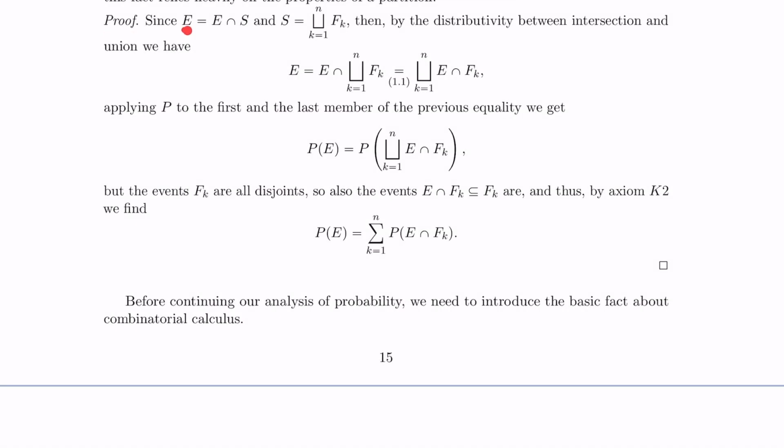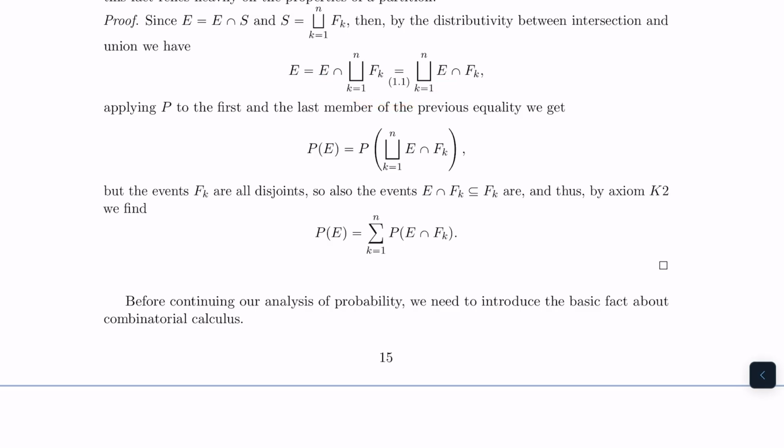First of all, we notice that E can be written trivially as the intersection of itself with the sample space. E is a subset of the sample space, and so this relationship holds. Then we write S as the disjoint union of the sets that appear in the partition. And so we can write that E is equal to E intersected with the disjoint union of the sets appearing in the partition. Then we can use the distributivity between intersection and union to bring E inside the disjoint union, like this.